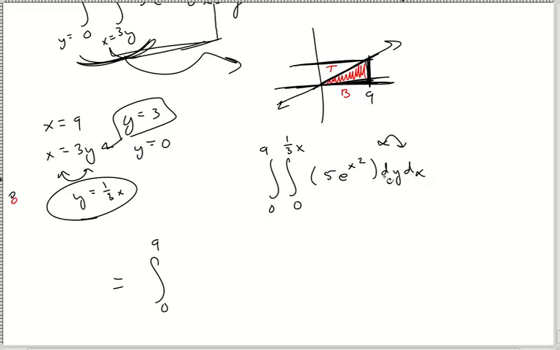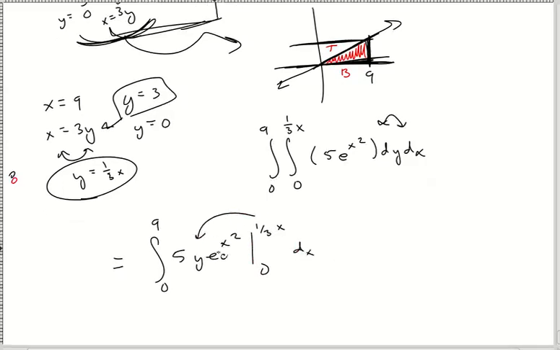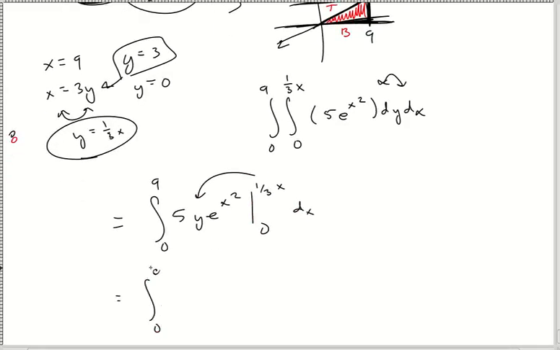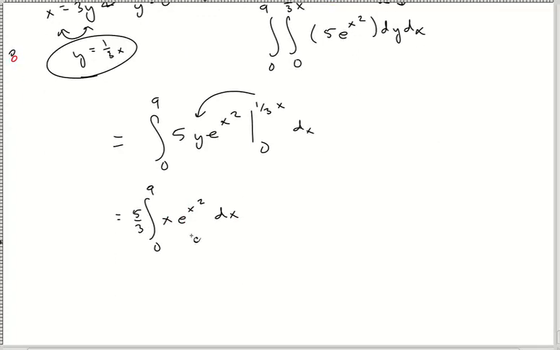But you do this because, look, how many y's do you have? None. So basically you just throw a y in there, from 0 to this 1/3 x business. Toss it in. And so what you actually get is a 5/3, which I'll put in the front, times x e to the x squared dx. You could not have integrated e to the x squared by itself. You needed this x here for the u substitution.